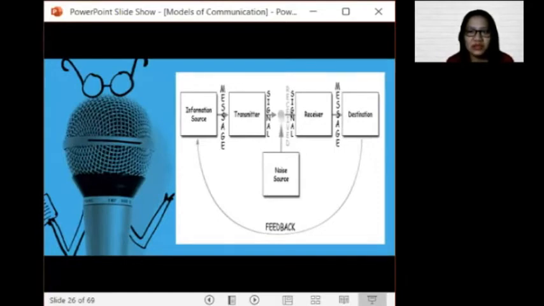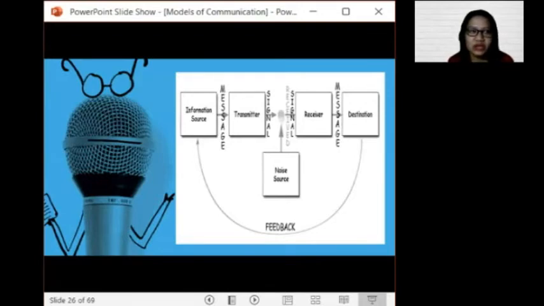And just like with the previous models of communication, it also receives some criticisms. One of them is that this model of communication does not include or represent any form of feedback. That is why it's still under the linear model of communication.